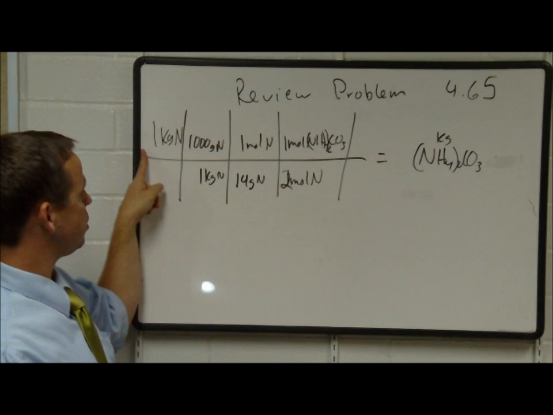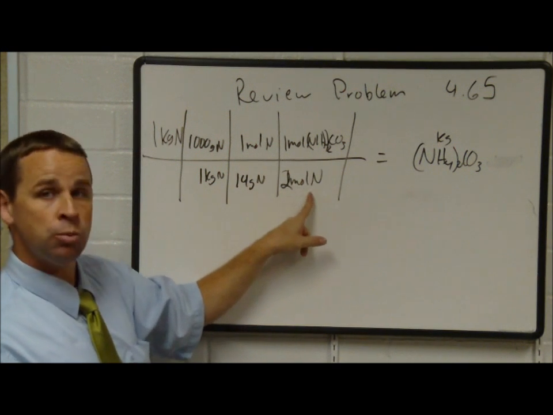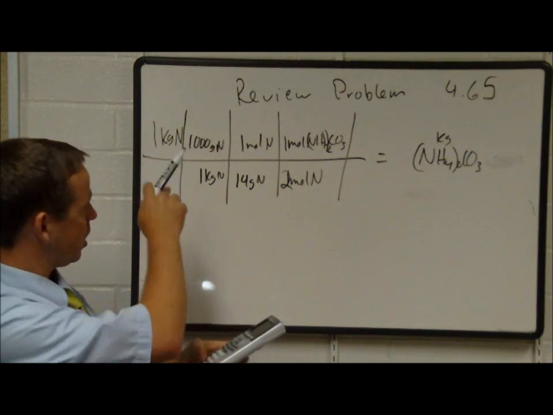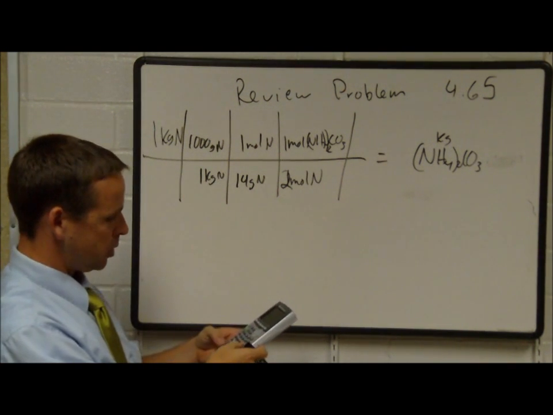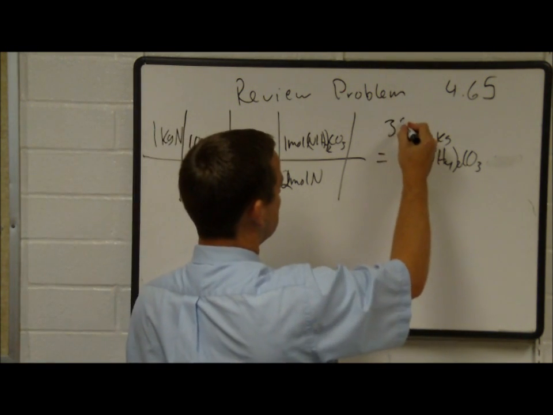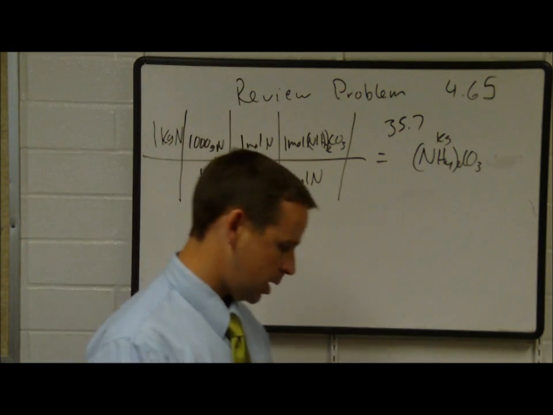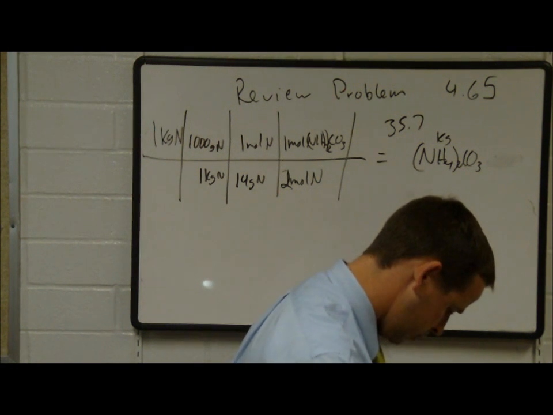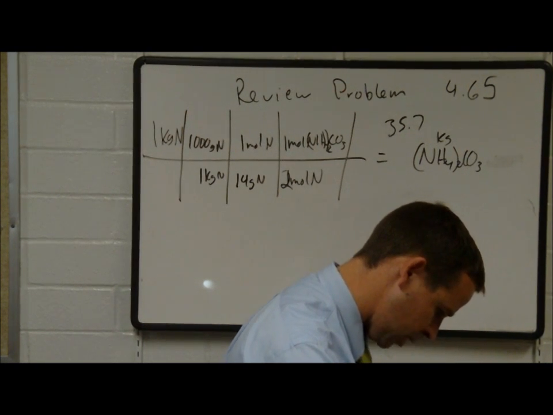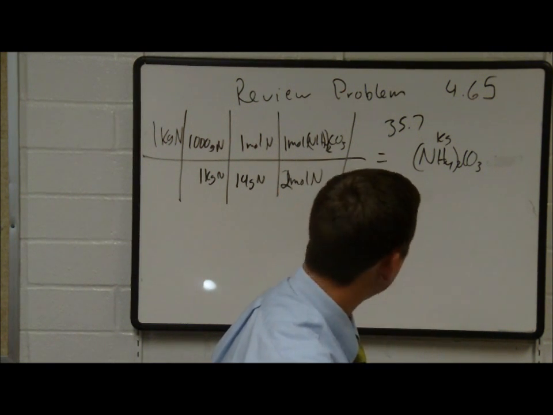Finishing up problem 465. We wanted 1 kilogram of nitrogen, and we determined how many moles of nitrogen would be in 1 kilogram. And then we said there's 2 moles of nitrogen for every mole of ammonium carbonate. So we just do it in the calculator here. 1 times 1,000 divided by 14 divided by 2, and that's it. So it should be 35.7. 35.7 kilograms of ammonium carbonate would provide that much. Let's make sure we got all that right.